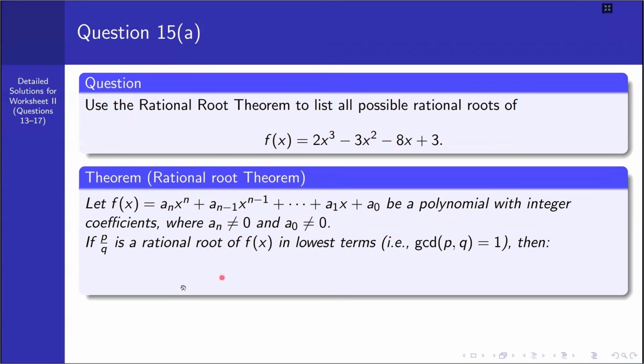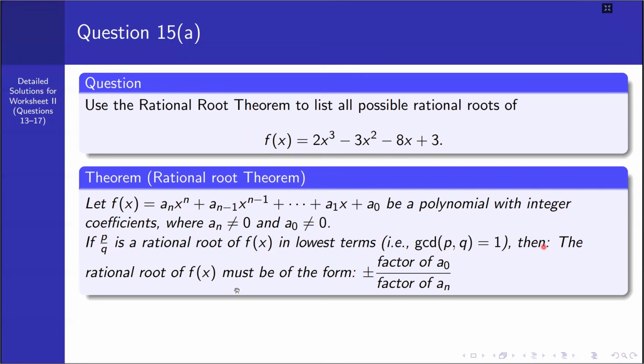And then, if the given polynomial function f of x has a rational number, written in the form p over q, which is a root of f of x in lowest terms, that means this rational number is in lowest terms whenever the greatest common divisor, or simply greatest common factor, of p and q is equal to 1. Then the rational root of f of x must be of the form plus or minus a factor of the constant term divided by a factor of the leading coefficient.